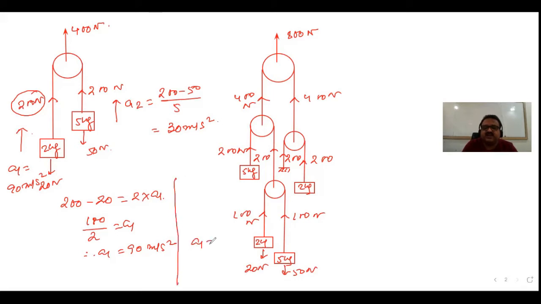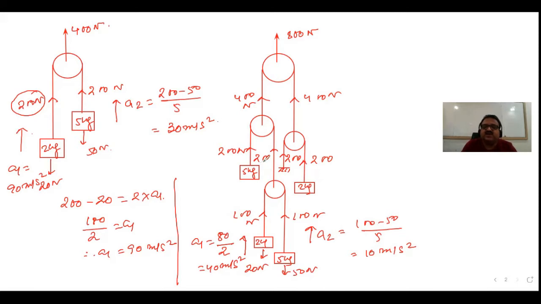A1 is equal to 100 minus 20, that is 80 by 2, that is 40 meter per second square, and it is directed upward. What will be the acceleration of this? Since upward force is more than our downward force, it will also be directed along this direction. 100 minus 50 divided by 5, that is 50 by 5, that is 10 meter per second square. 100 minus 50 is 50, 50 by 5 is 10.